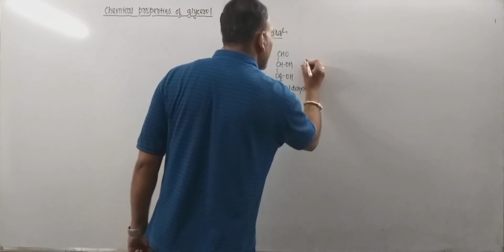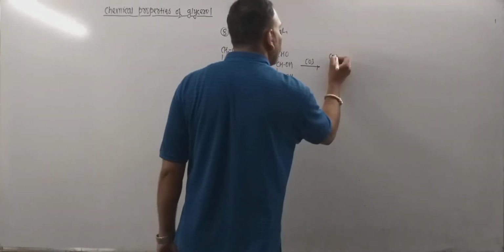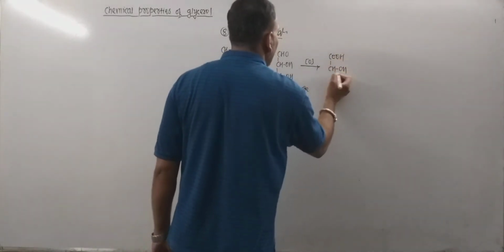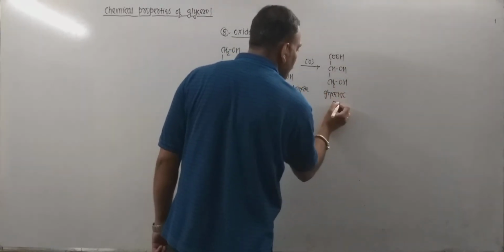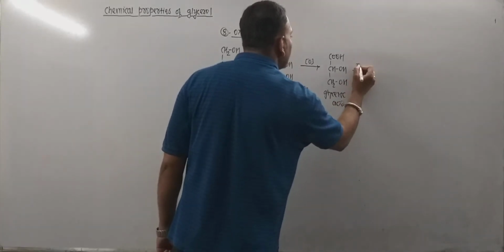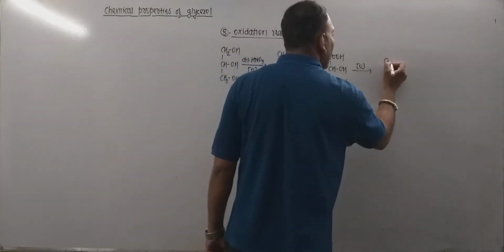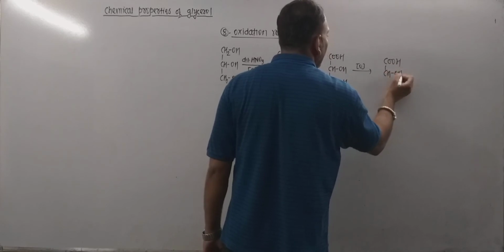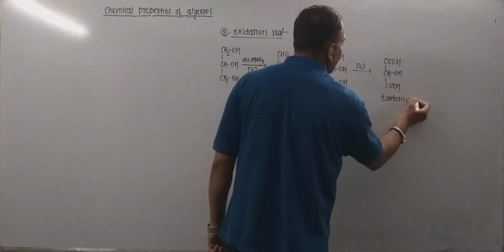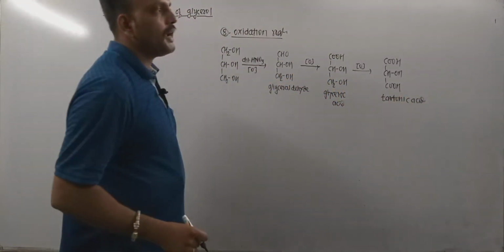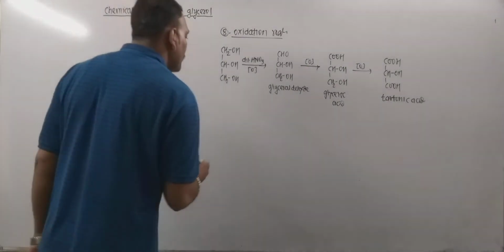Now this glyceraldehyde is further oxidized by the same oxidizing agent, and that leads to the formation of an acid called glyceric acid. Glyceric acid in turn gets oxidized again, and here the primary OH group again gets oxidized, and that leads to the ultimate product, tartronic acid. Remember, tartronic acid is a dicarboxylic acid. But this was the oxidation using dilute nitric acid.